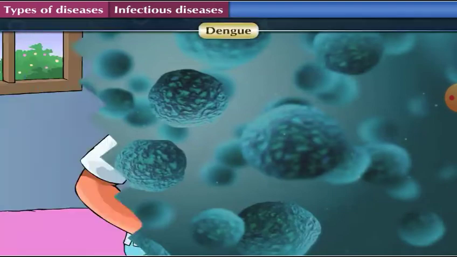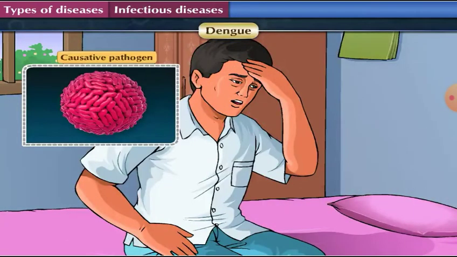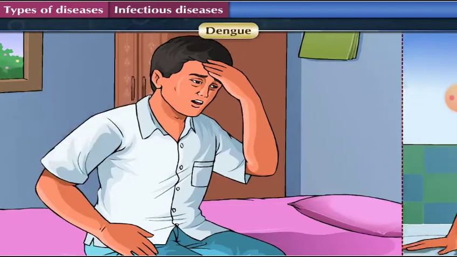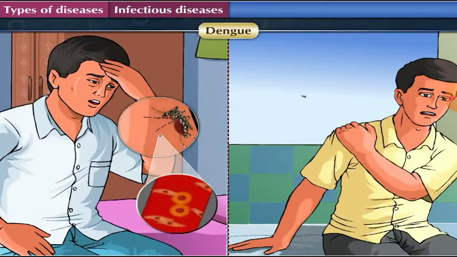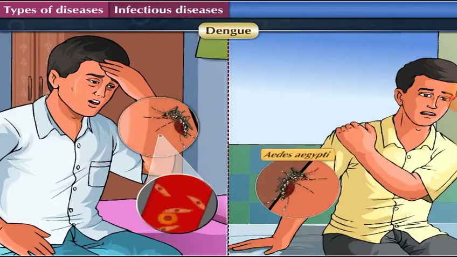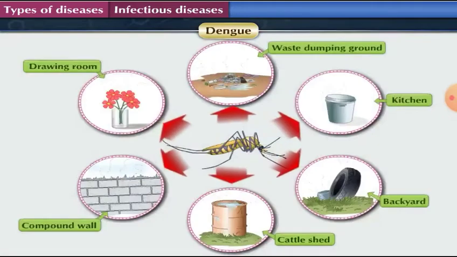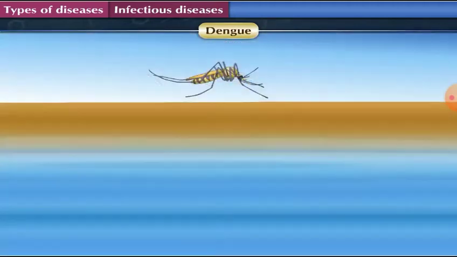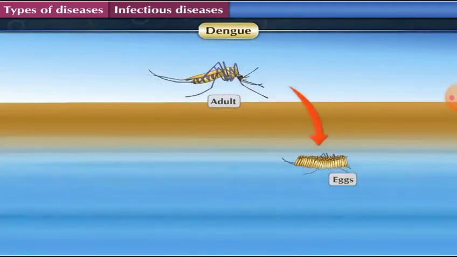Dengue. The causative pathogen of dengue is the DEN-1, 2, 3, and 4 viruses which belong to genus Flavivirus. It is spread by the bite of the Aedes aegypti mosquito. These mosquitoes lay their eggs in waterlogged places and thereby their population increases.